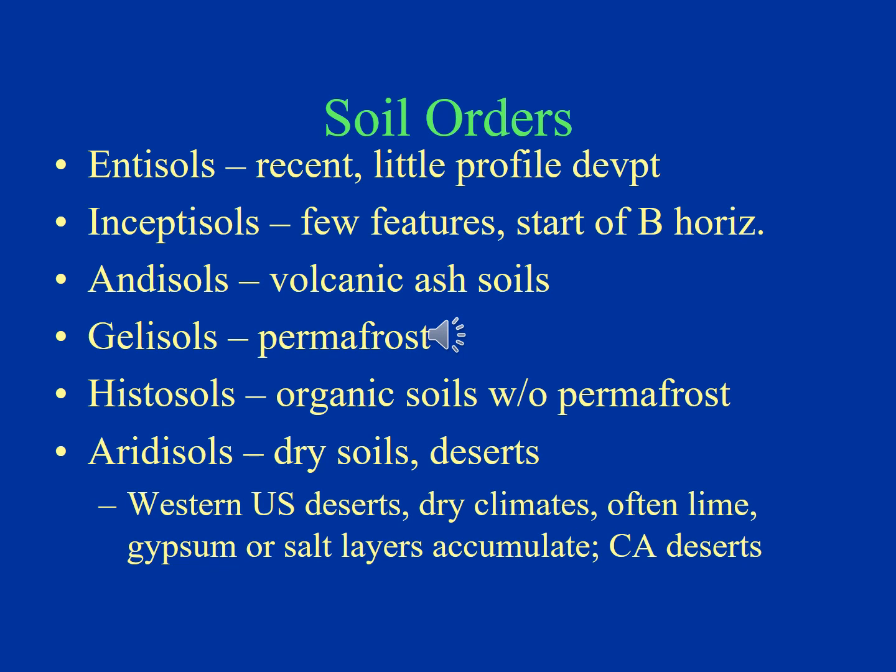If you want to just focus on California, we have soil orders called aridisols. Those are dry soils in the deserts, a lot of the western United States. In dry climates, they're usually alkaline and have lime and gypsum in them. Sometimes salt layers accumulate. A lot of the deserts in California are aridisols.